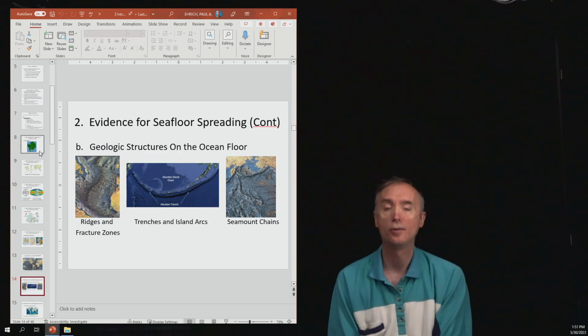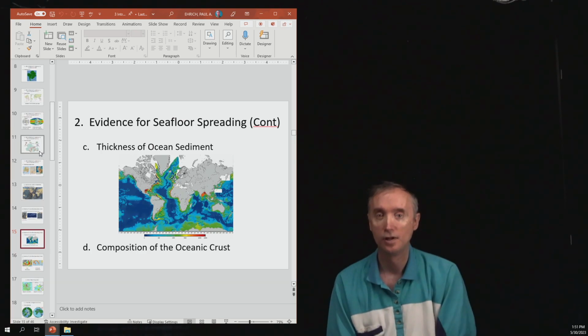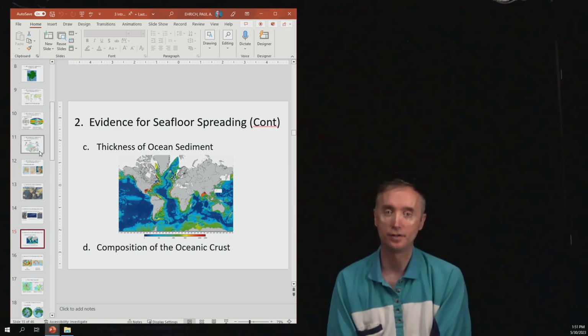So at the end of this review, you will understand what causes fracture zones, what causes those trenches, and what causes chains of islands in the ocean. So what is some evidence for seafloor spreading? So first, what is seafloor spreading?